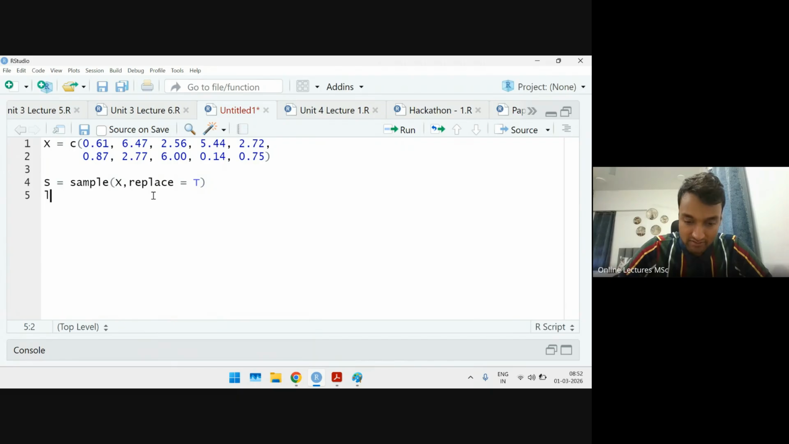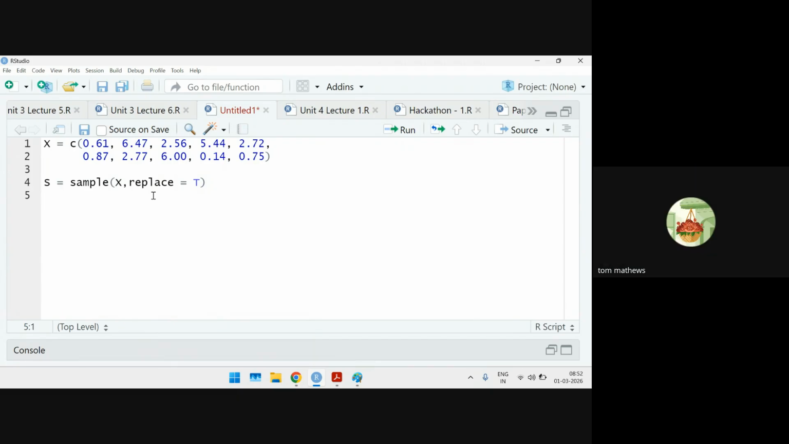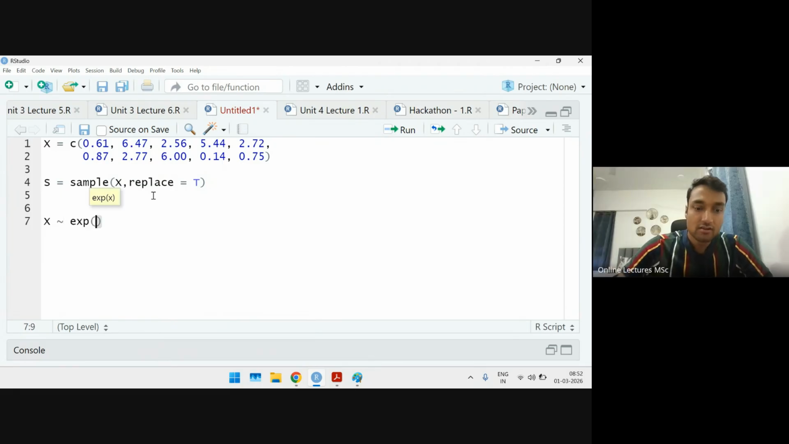Mean. Yes, one by mean. Absolutely right. So if my distribution is lambda, I know that the expectation of X is 1 by lambda. If I just take lambda on one side and the expectation of X on the other side, this is the equation. We know that the expectation of X is nothing but 1 upon mean.